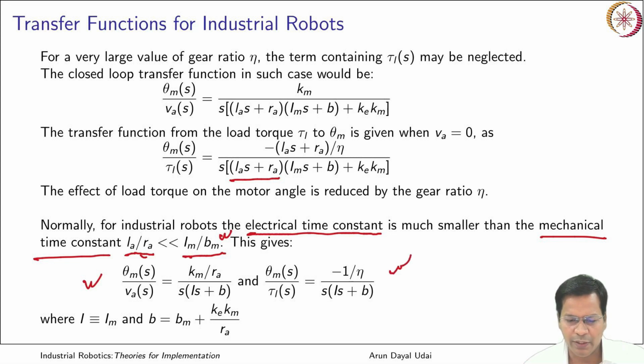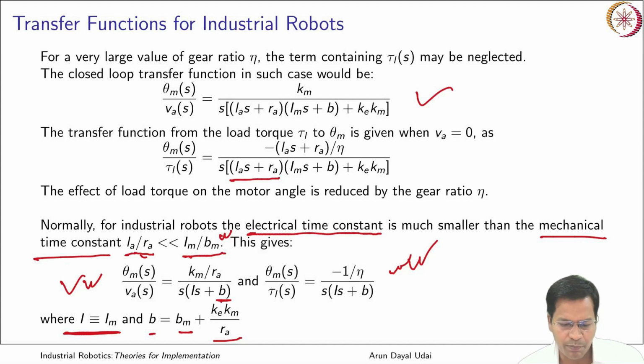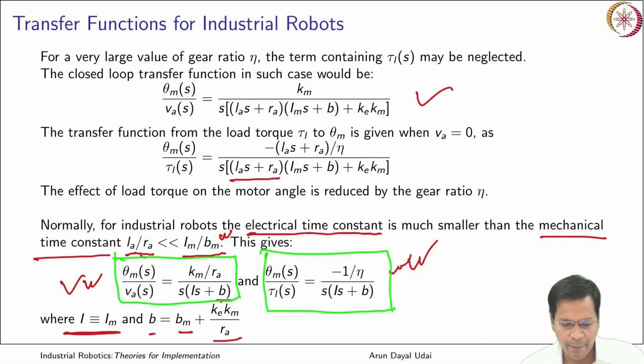And this is from the second one. So this is from the first one, this is from the second one. Got it? When the moment of inertia is only Jm, B is the sum of Bm and Ke Km by Ra. So if you substitute those terms, you can get to a very simple term which is like this. I'll just highlight them. So first is this, the next equation is this, where I and B are these.